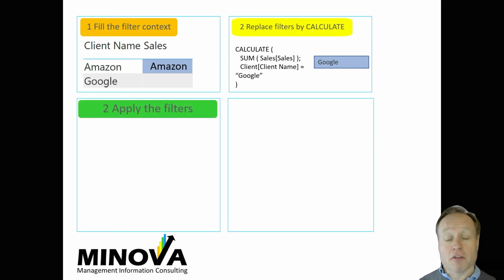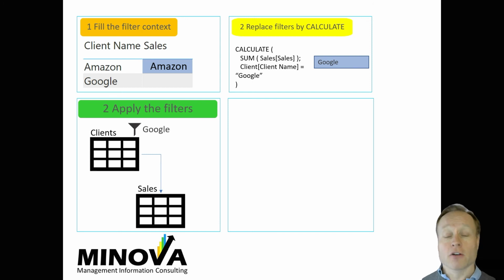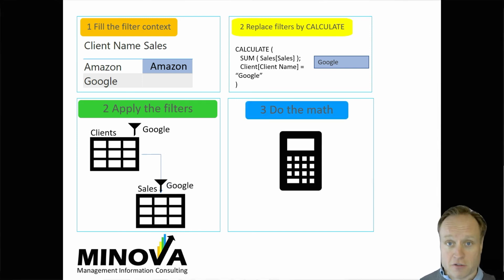So then the third step, the filters are going to get applied on Google this time, and that's going to get passed to the sales table, and then the math gets done.